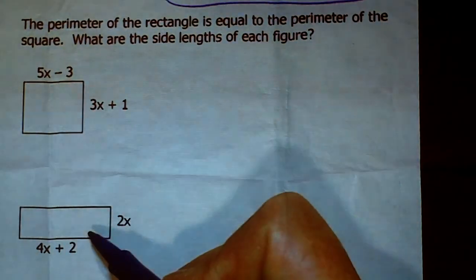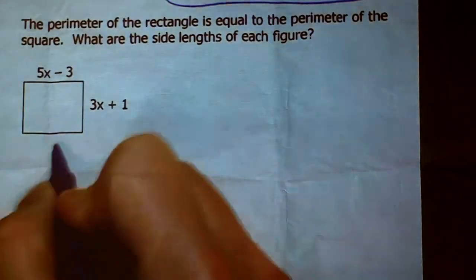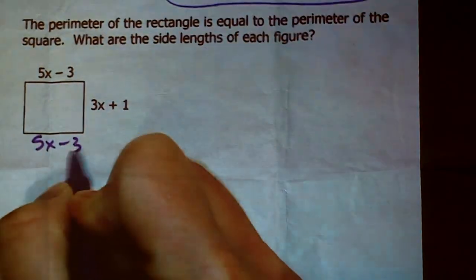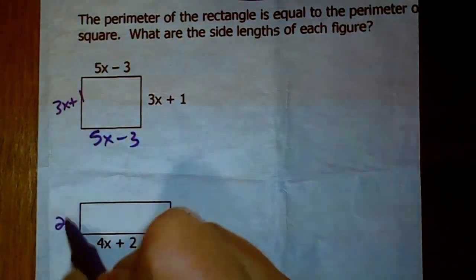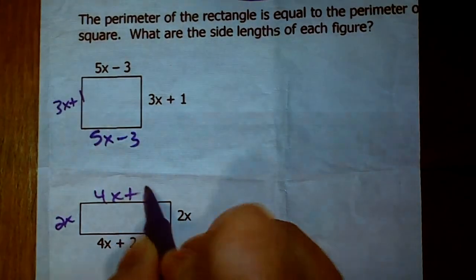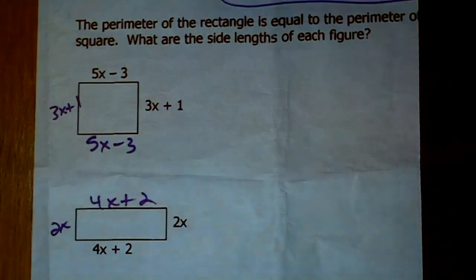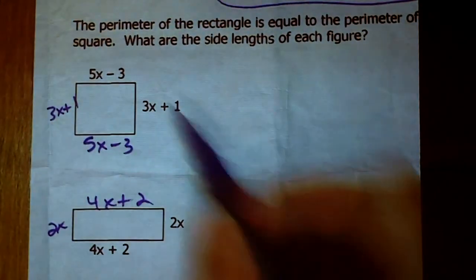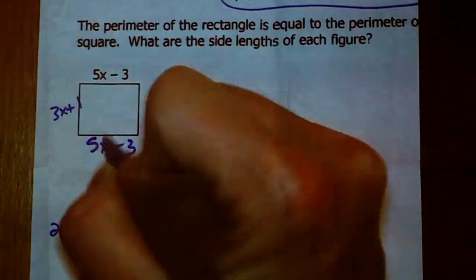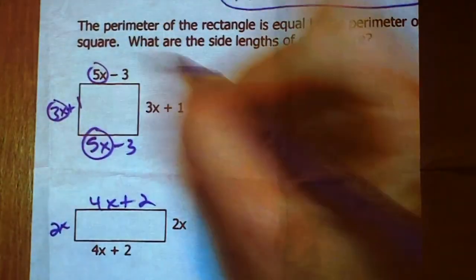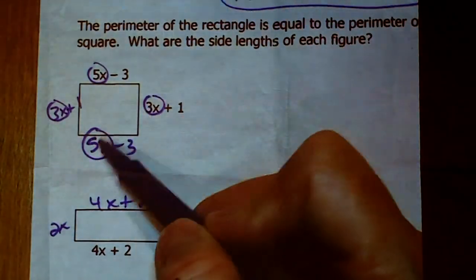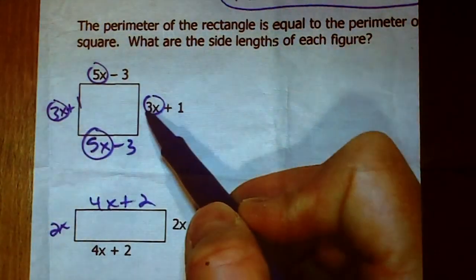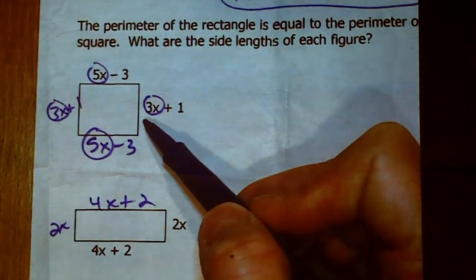So I'm going to write an expression for the perimeter of this and set it equal to the perimeter of that. So 5x minus 3, that means this is also 5x minus 3, and this is also 3x plus 1. This is 2x, and this is 4x plus 2. So basically, to find the perimeter, I want to put all of the x's together and all the constants together. So I have 5, 10, 11, 12, 13, 14, 15, 16 x's.